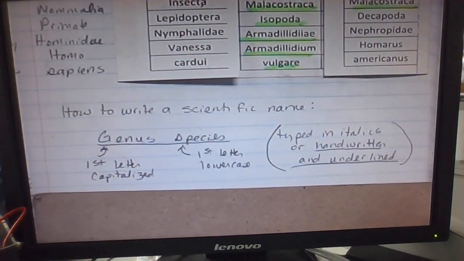When you write a scientific name, there are basically two words, genus and species. The first letter of the genus is capitalized. For species, the first letter is lowercase. If the scientific name is typed, it's going to be typed in italics. If you are handwriting a scientific name, you need to underline it because you cannot write in italics.